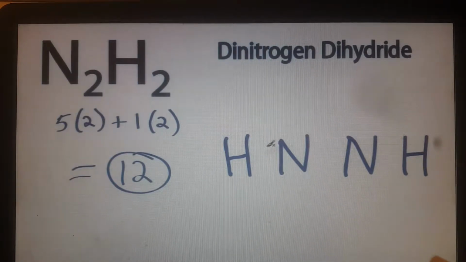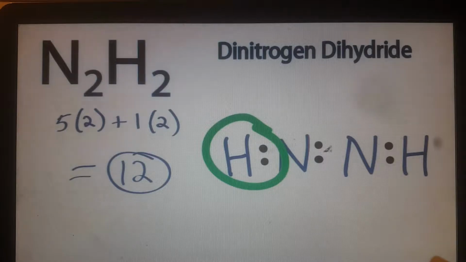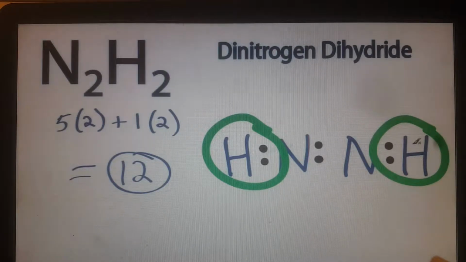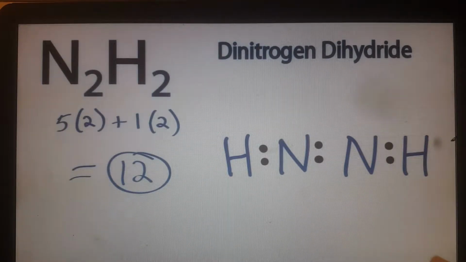We'll put a pair between the nitrogen and the hydrogen to form a chemical bond over here, and then in the center. So we've used 2, 4, 6, and hydrogens only need 2 valence electrons for a full outer shell. So we've actually filled the outer shell of both the hydrogens. So we won't put any more there. So let's go to the center atoms, the nitrogens. So we have 2, 4, 6, 8, 10, and 12.